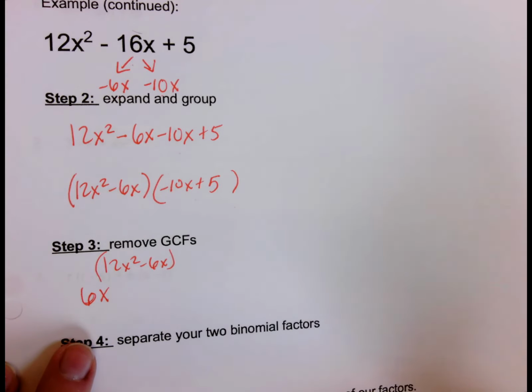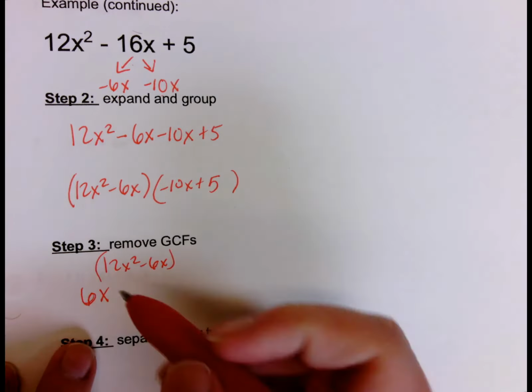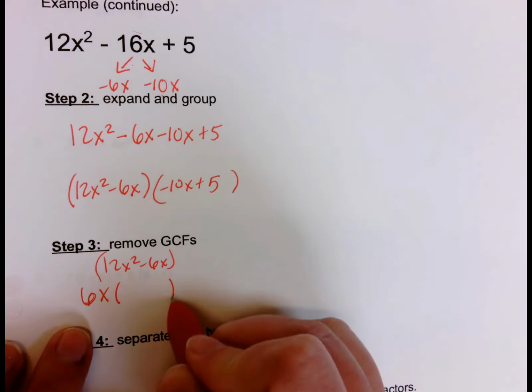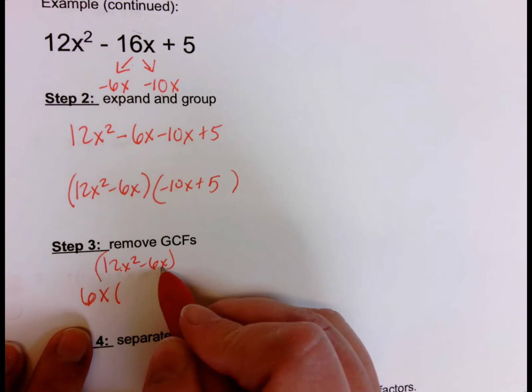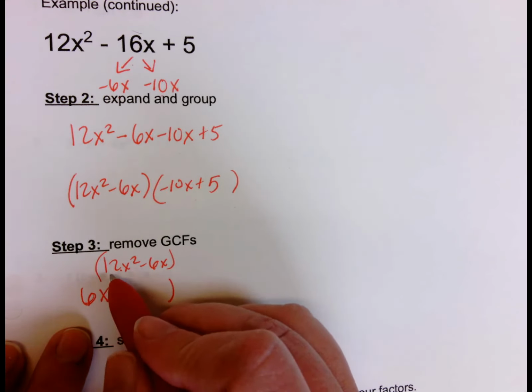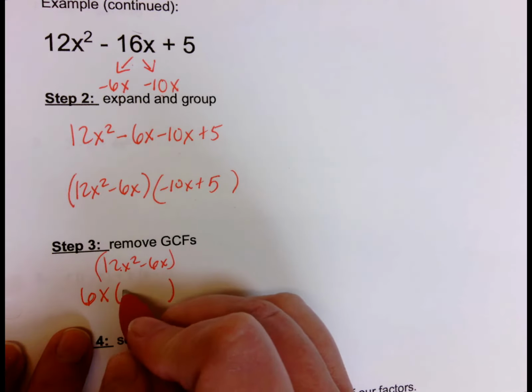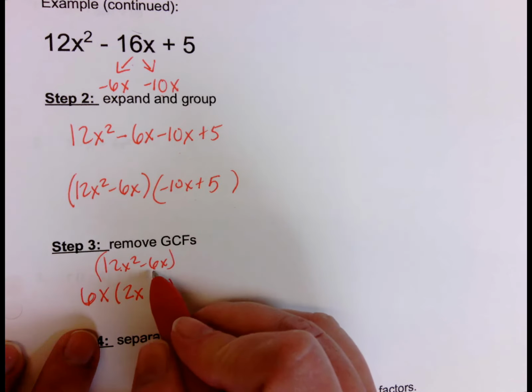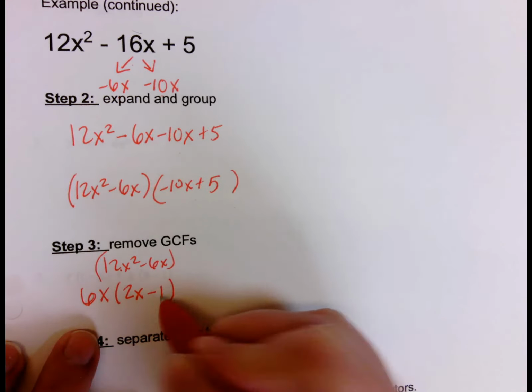You can go back and look at that video to help you remember how to do this. Now, once I take that out, I have to remember to divide each of these by that 6x. So 12x squared divided by 6x is 2x. Negative 6x divided by 6x is negative 1.